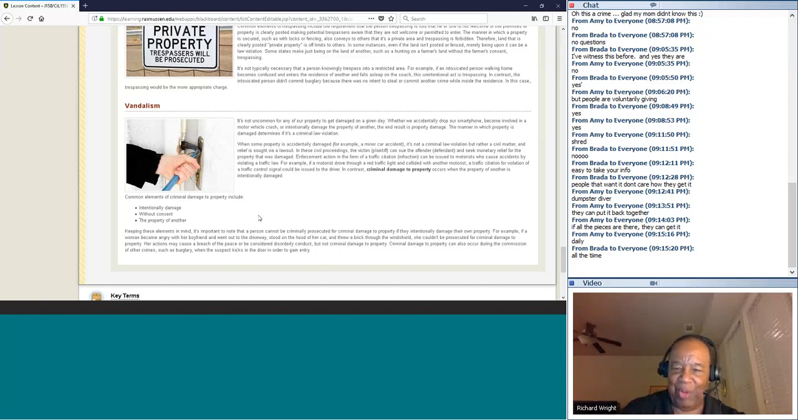So criminal damage to property occurs when the property of another is intentionally damaged, and so all of these different things occur. This one was interesting when I read it before, when I taught this class. Keeping these elements in mind, it's important to note that a person cannot be criminally charged for criminal damage to property if they intentionally damage their own property. Okay? Now, what if it's joint property? Probably it results in not a criminal charge, but probably a civil suit.